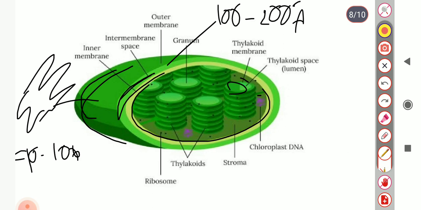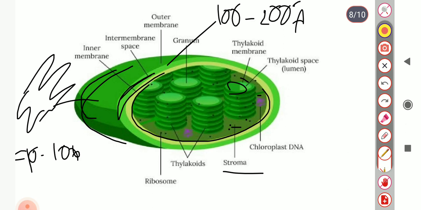When we talk about the matrix inside the chloroplast, the chloroplast matrix is called stroma. Stroma is the matrix present in the chloroplast. It is semi-fluid and a colloidal complex that is made up of 50% soluble protein. And the stroma contains DNA molecules, RNA, ribosomes, plastoglobules and enzymes.